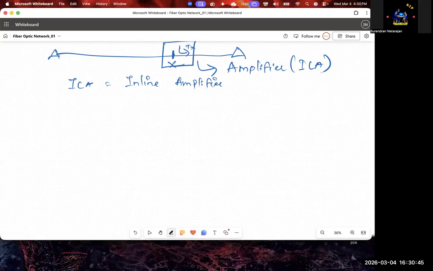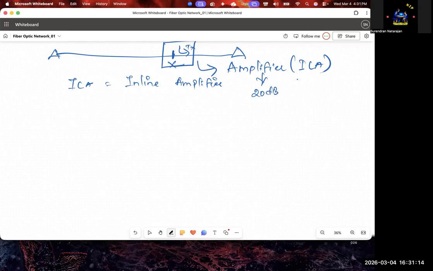So if you introduce an amplifier, what will happen? Amplify usually means it will boost the signal, correct? By default, if you look at the amplifier, the vendor will say it will boost the signal by 20 dB. I will show that, I will give you the codes when we study the optical network components.